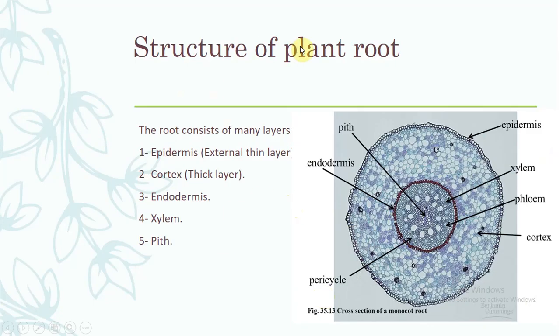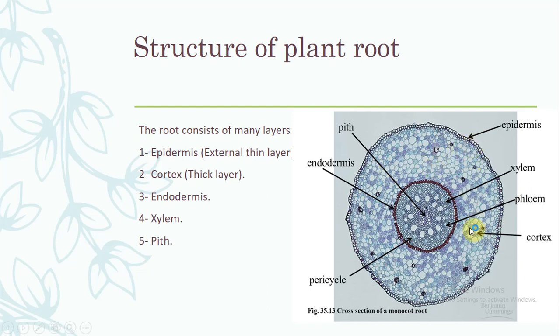What is the structure of plant root? The plant root consists of what? This is the plant root. The plant root consists of many layers. Number 1, epidermis, and it is external thin layer.